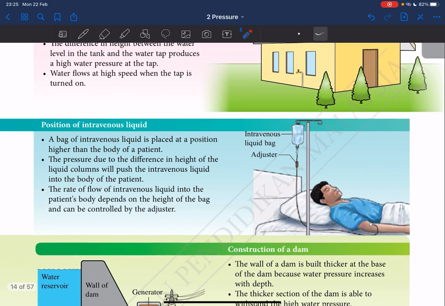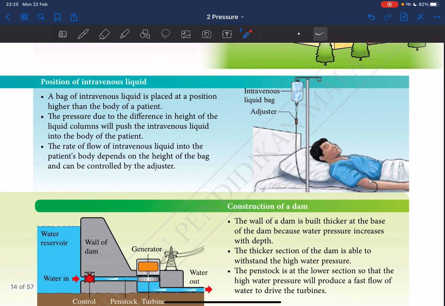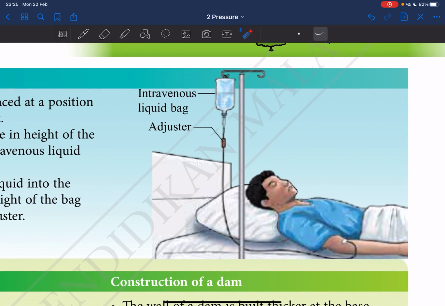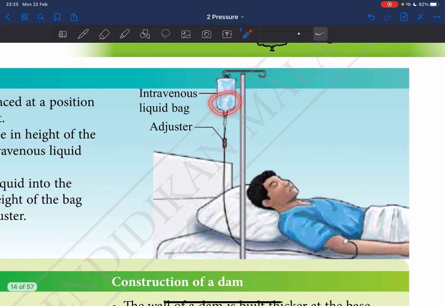And then what about B? What about the second picture? So we know that we want this liquid to flow into our bloodstream. So the only way that we can make the liquid get into our bloodstream is by putting it at a higher position than our body. How come? Because of this difference in height.